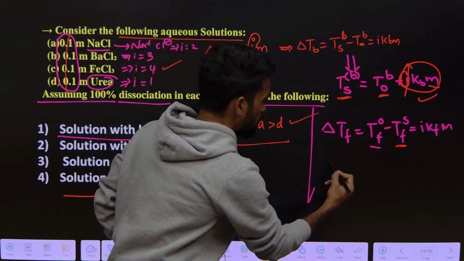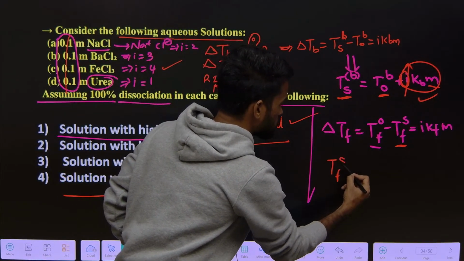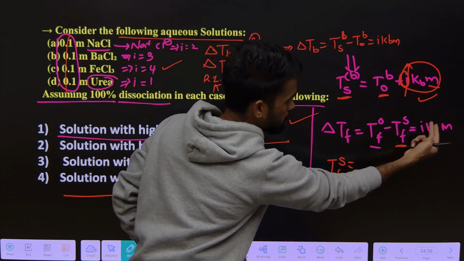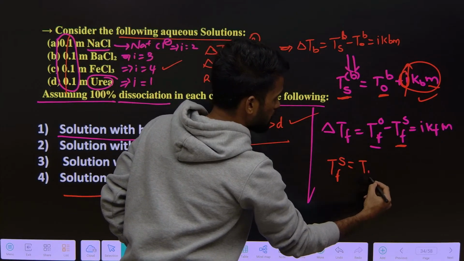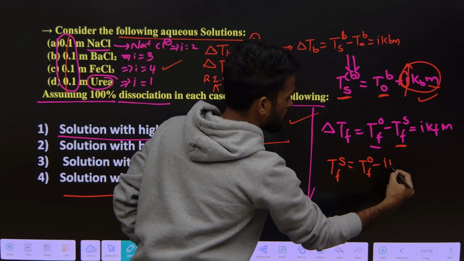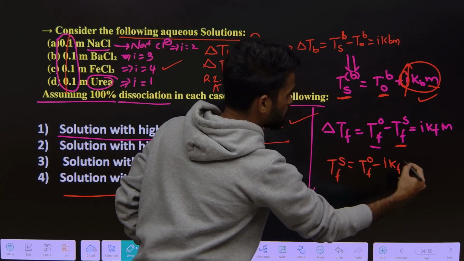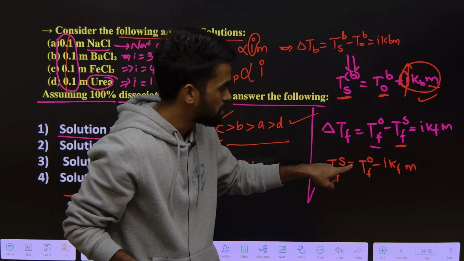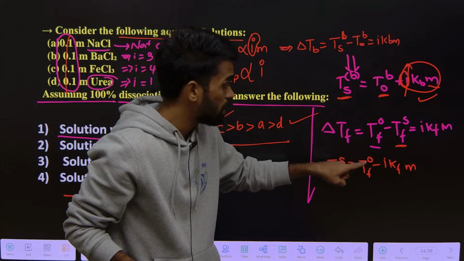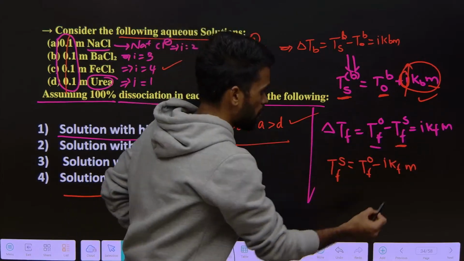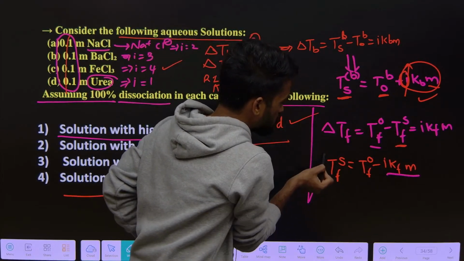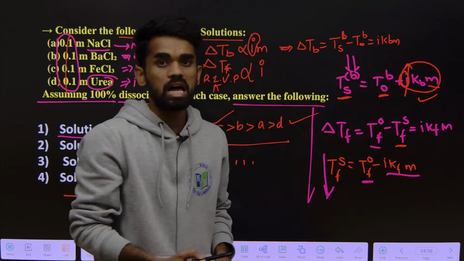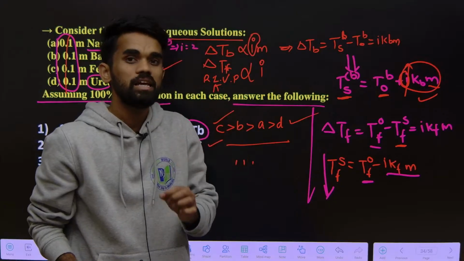So now I am asking for T_F^S. So what will be your answer here? Simply take it to that side and bring this to this side. So it becomes T_F^0 minus i K_F m. So simply what you are observing here, the freezing point of solution will be equal to the freezing point of solvent minus some value. So it means the freezing point of solution will definitely be lower than the freezing point of solvent. That's why we are saying depression in freezing point.